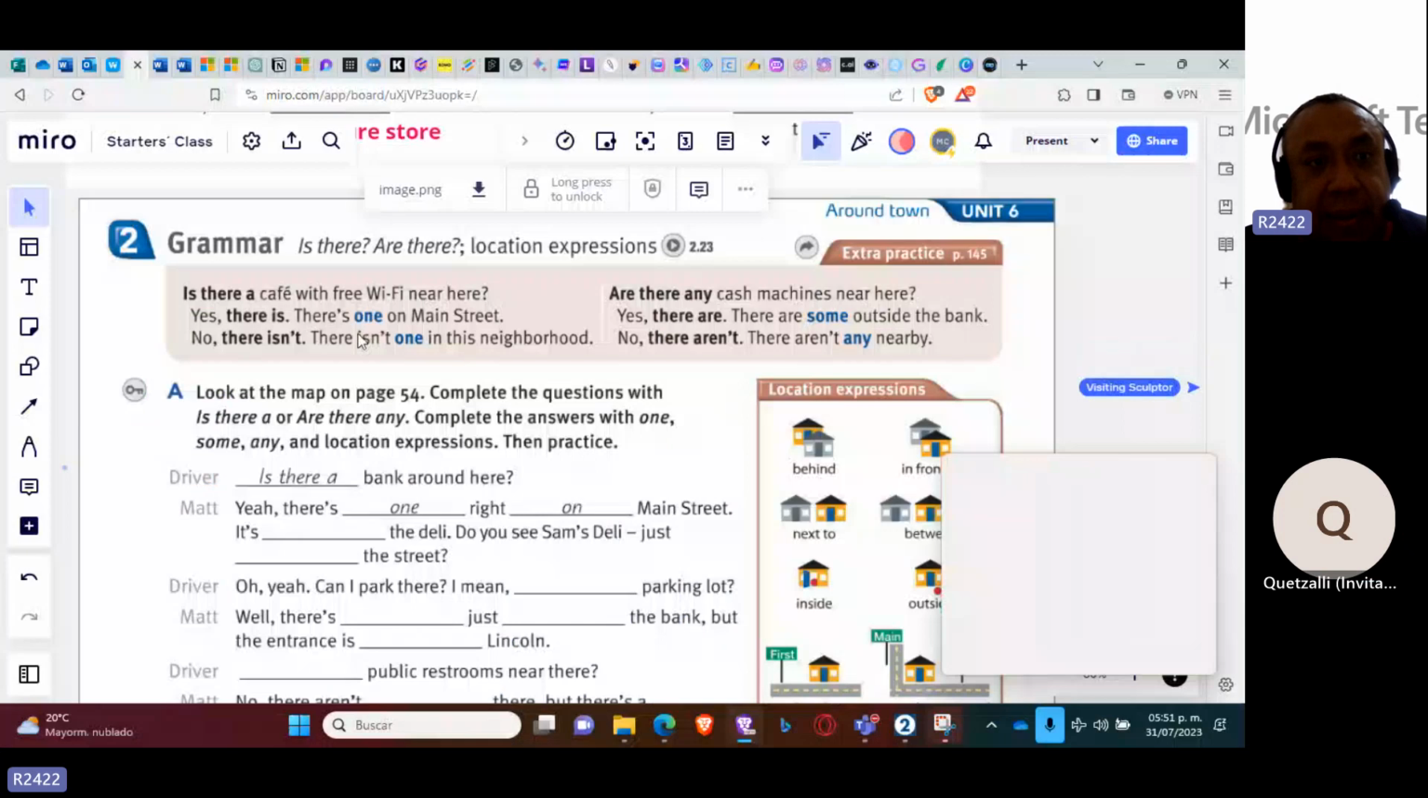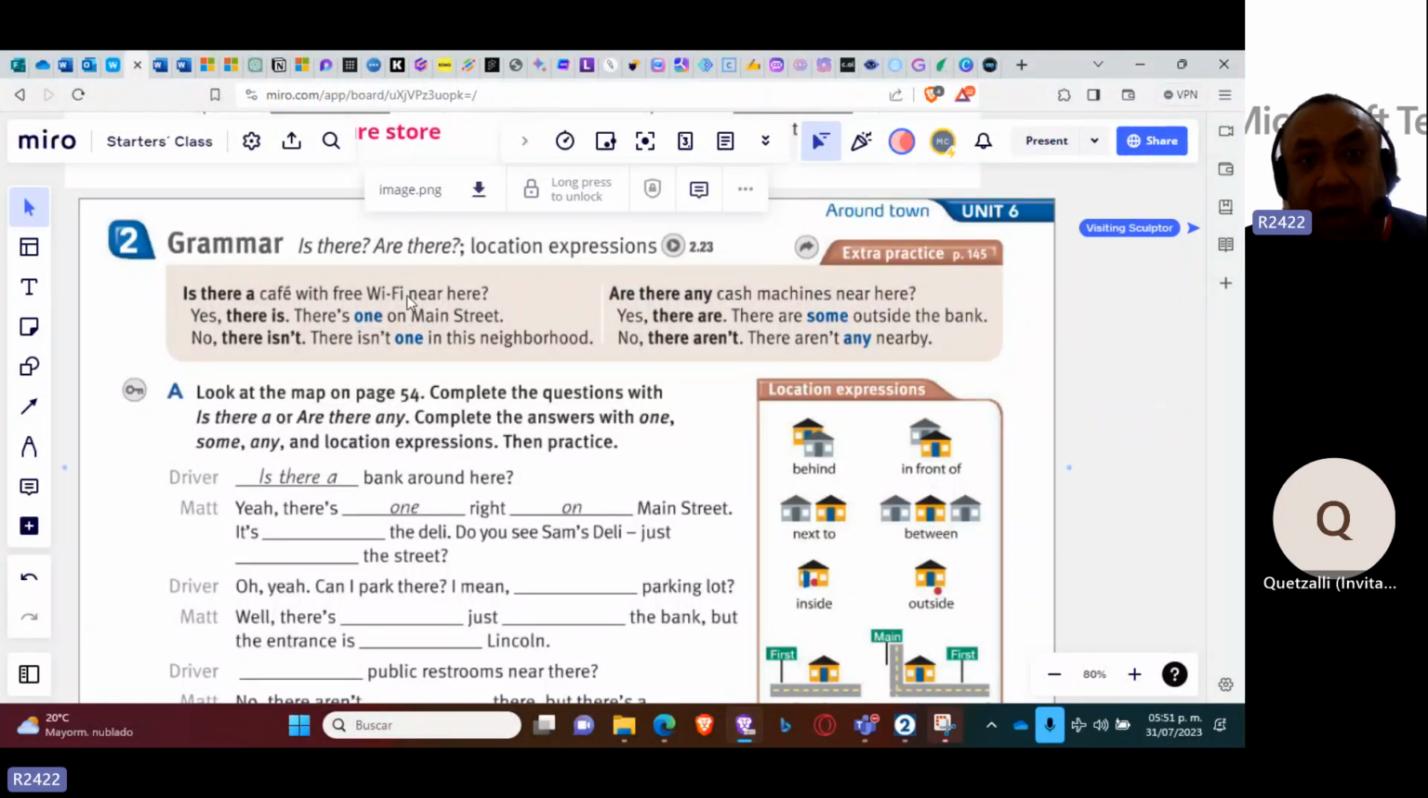Fíjate, lo voy a llevar al pizarrón también para que lo veas. Espera. Good. Here it is. Very good. Okay, here it says, are there location expressions? Okay. For example, I will read number one. Is there a cafe with free Wi-Fi near here?